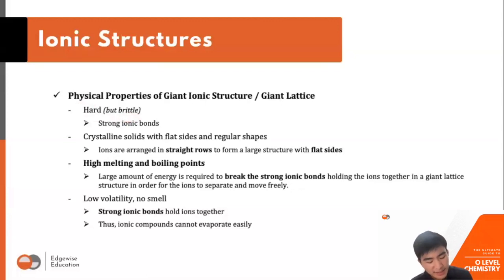Now, you need to know this. They are crystalline solids with flat sides and regular shape. Because all the ions are in one straight line, in a square shape, they have flat sides. Now, what is most important for giant ionic structure is this. They have high melting and boiling points. Because the positive ion and the negative ion have this super strong force of attraction. Sorry, strong was also spelled wrong. O-N-G. Strong force of attraction.